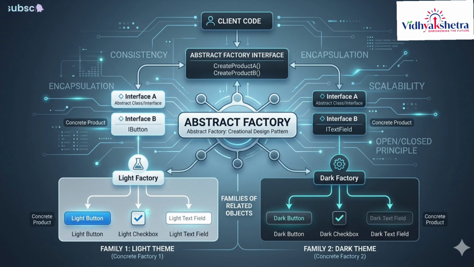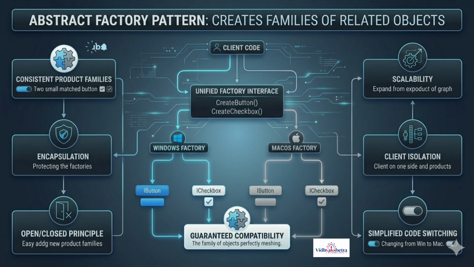Another key advantage of this pattern is that it enforces consistency across related objects. Since all objects are created by the same factory, there is no risk of mixing incompatible components. This is particularly important in large systems where different parts of the application must work together seamlessly. Overall, the abstract factory design pattern provides a structured and scalable approach to object creation, enabling developers to build flexible, maintainable, and consistent systems.